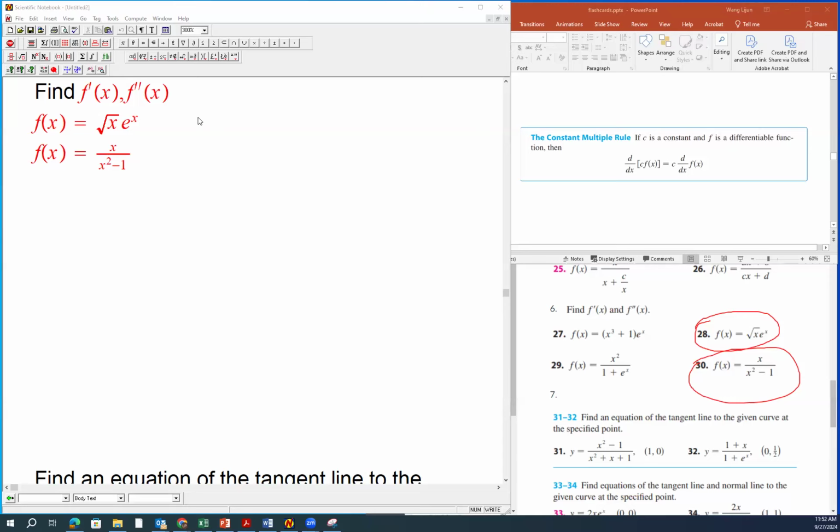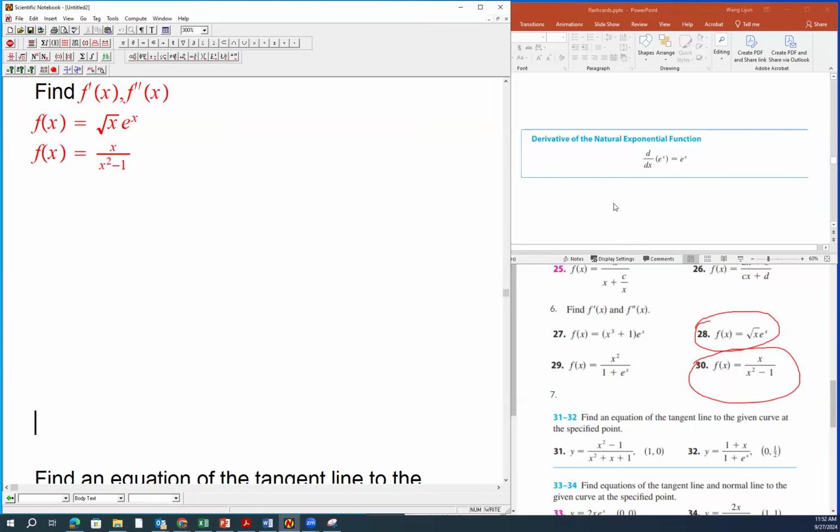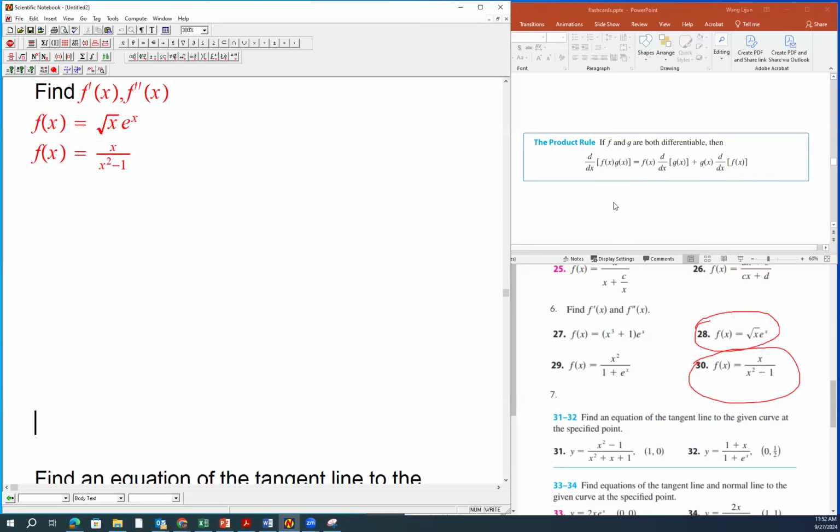All right. To find the first order derivative, apply the product rule. We have learned the product rule, so let's apply it. Here's the product rule. We have the product rule right here in front of us, and we're going to apply it.